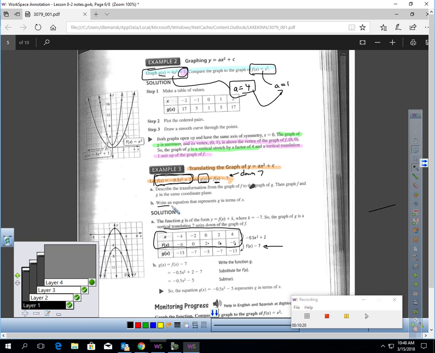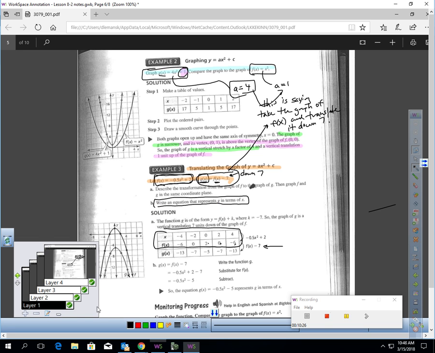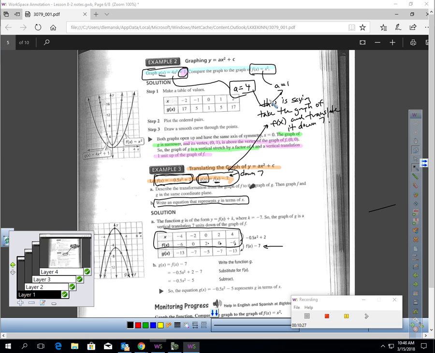They want me to now write an equation for g in terms of x. So if I want to write an equation for g in terms of x, okay, and I put a little note here, I should have added this earlier. I'm just telling you the minus 7 is moving the graph down 7. Let's talk about writing our equation now, okay? G of x is to take f of x and subtract 7.